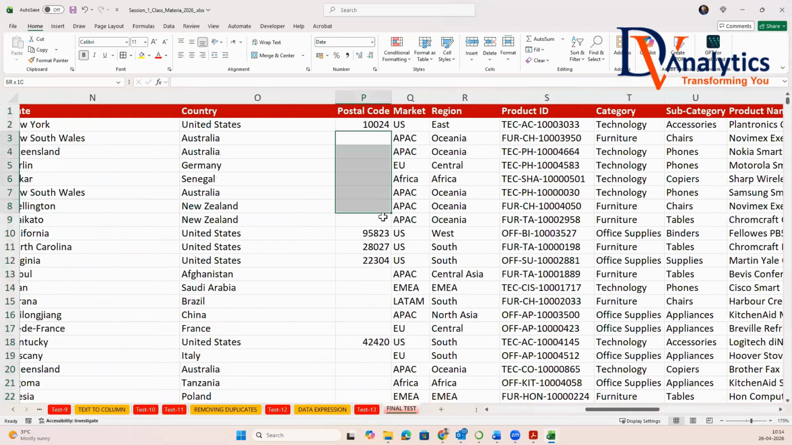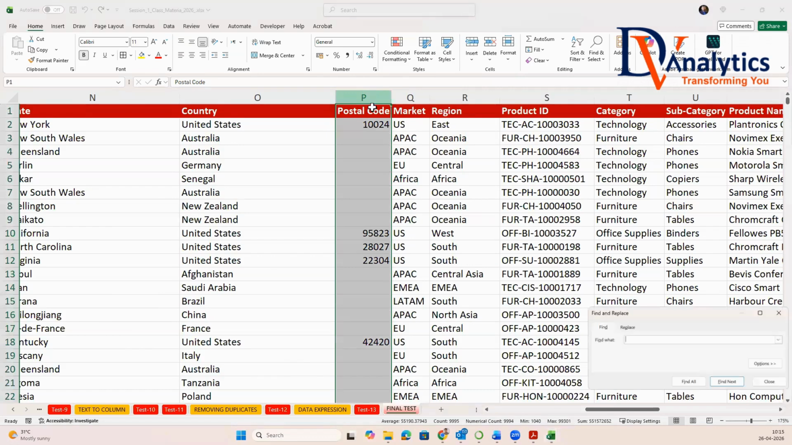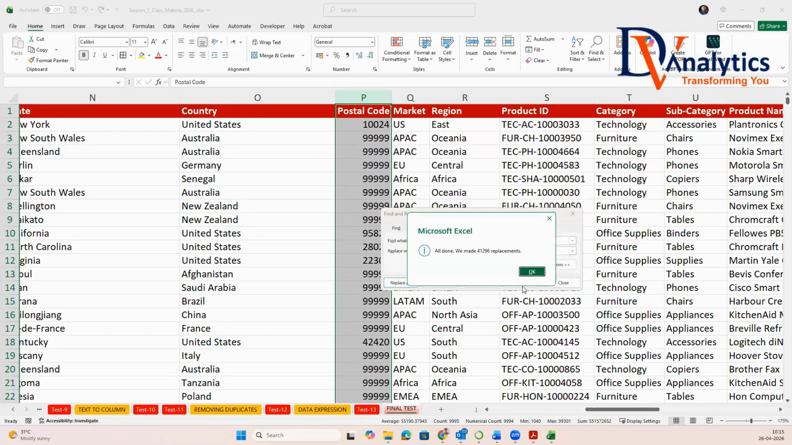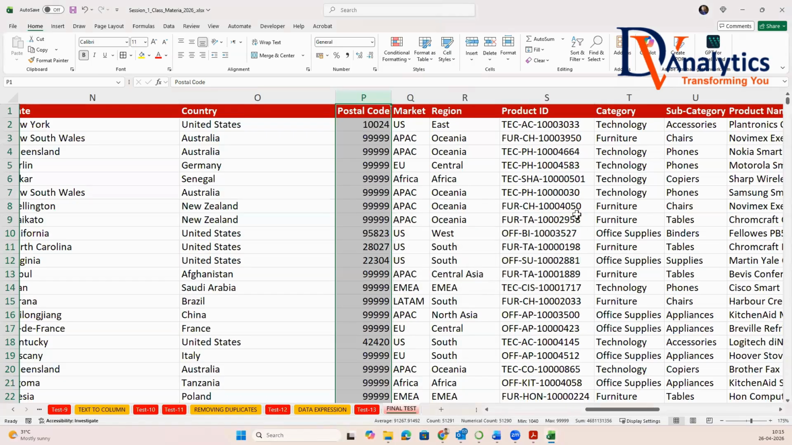Can you see there are some blanks in the postal code? Yes, sir. How to replace these blanks with 99999? Select column P, Control F. Wherever the blank is coming, replace by what? Five times 9. Yes or no? Yes, sir. Are you getting this? Yes, sir.